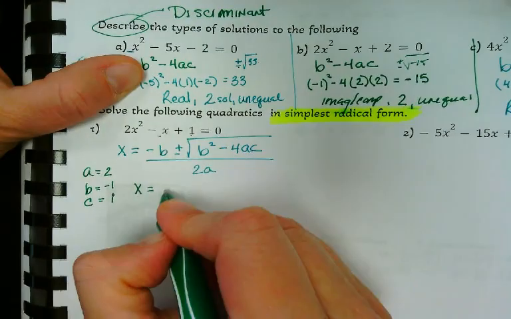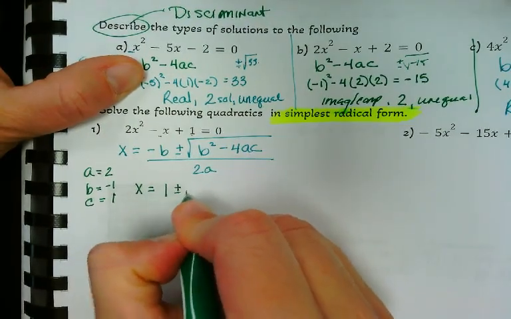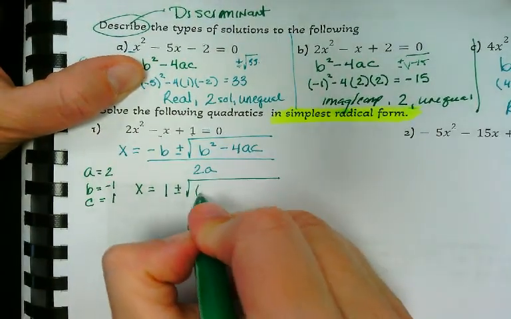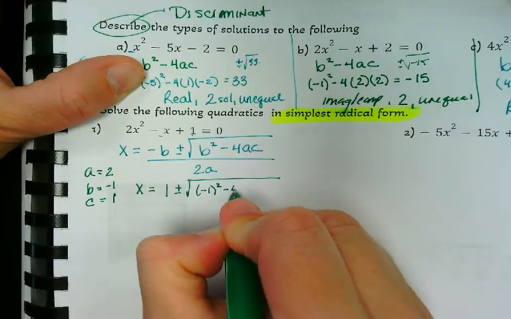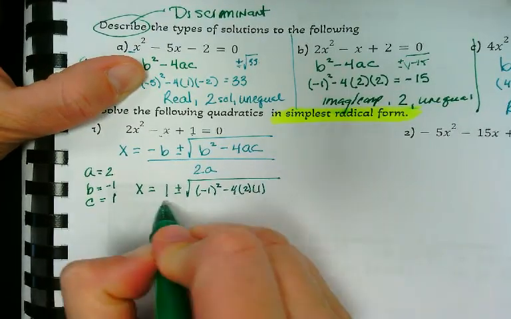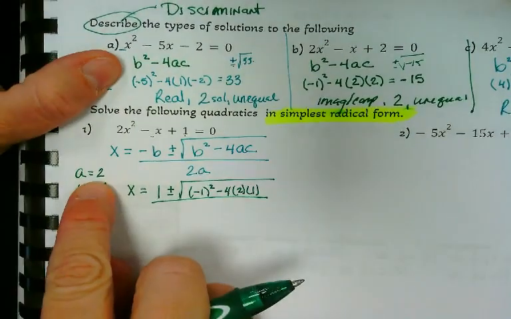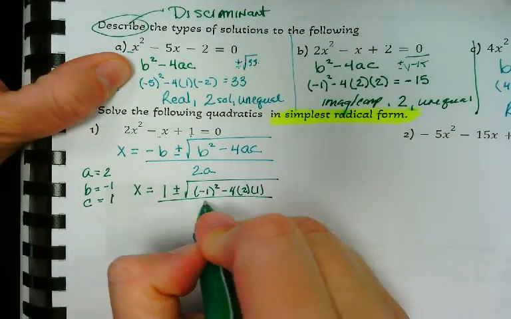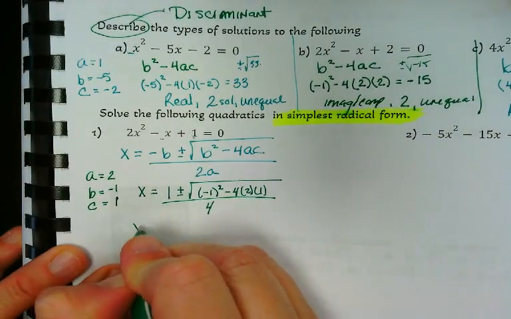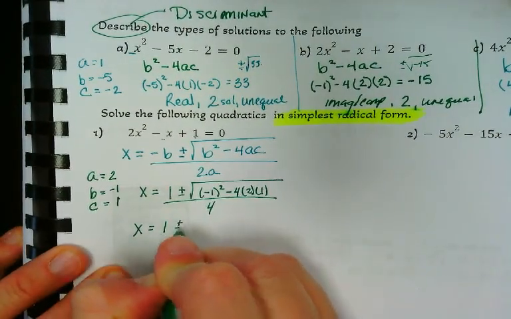-1 is actually going to make that a positive. And now again, parentheses with everything. -1 squared minus 4 times 2 times 1. The 2a I typically just do in my head. That's easy enough. 2 times my a value. 2 times 2 is just 4. Okay. Now again, most important part.